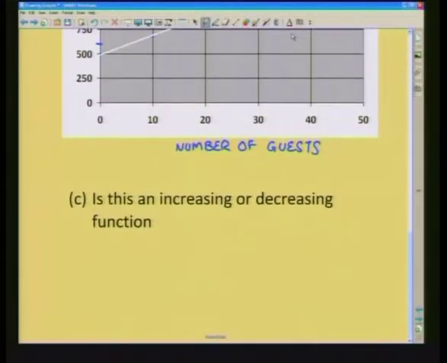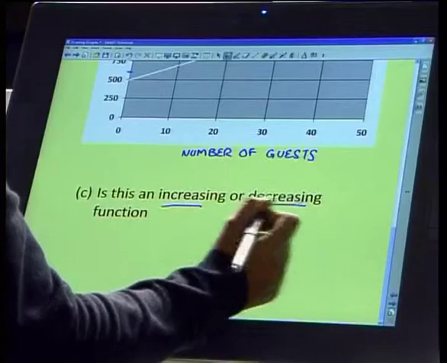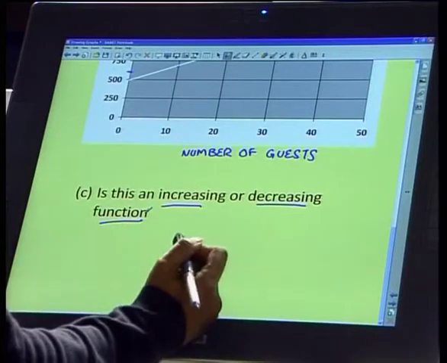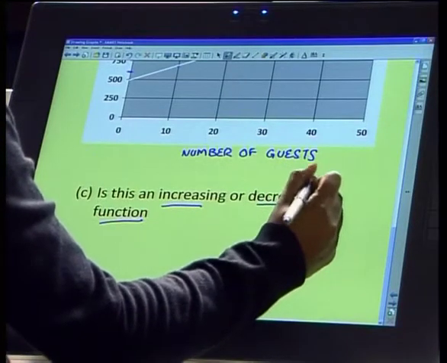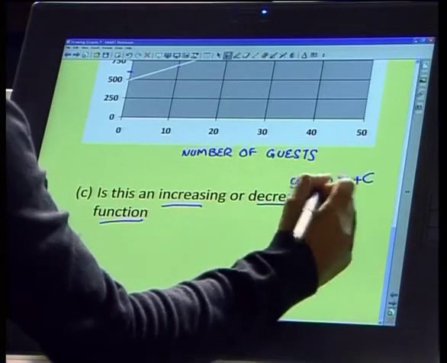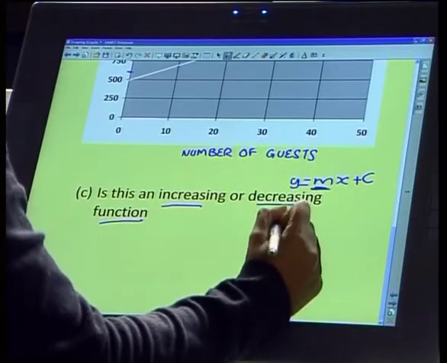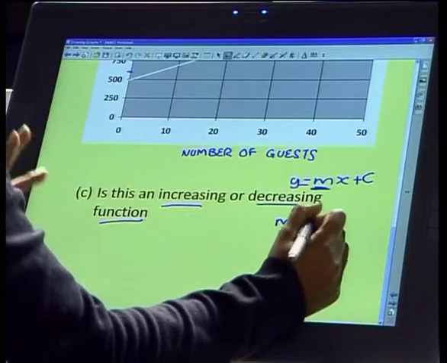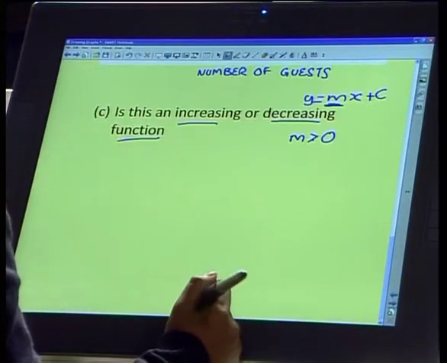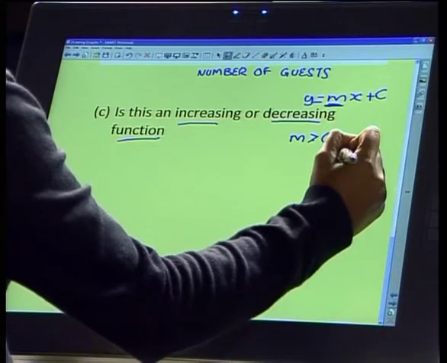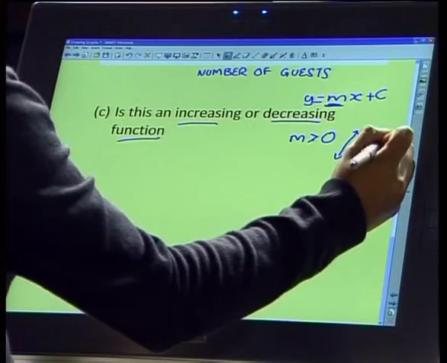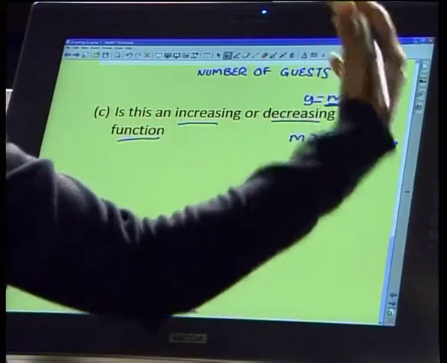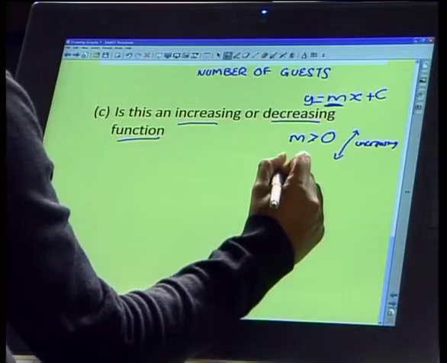Okay, now the last part says, C, is this an increasing or decreasing function? We haven't touched on an increasing or decreasing function yet. Now this really, when we work with standard form straight lines, y is equal to mx plus c, when your gradient m is positive, this is just really a side, it's not really part of this question, but in general, you need to know this. When your gradient is positive, remember a line that slopes to the right-hand side, you have an increasing function. So in other words, as your value of x increases, the value of y increases.